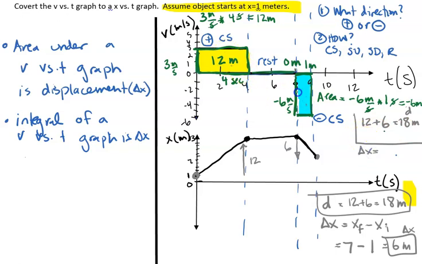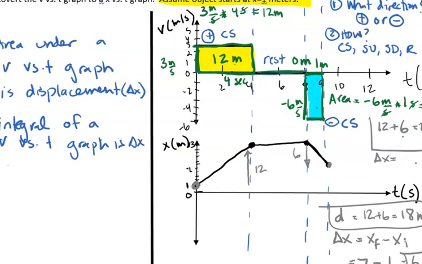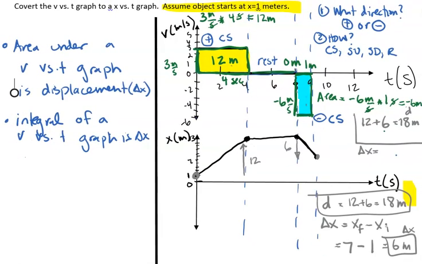Now displacement, we're going to have to keep the negative directions in mind. So displacement is going to be, we have 12 and then we have negative 6. So this is going to be 12 plus negative 6. So we're going to be left with 6 meters for your displacement. Awesome.